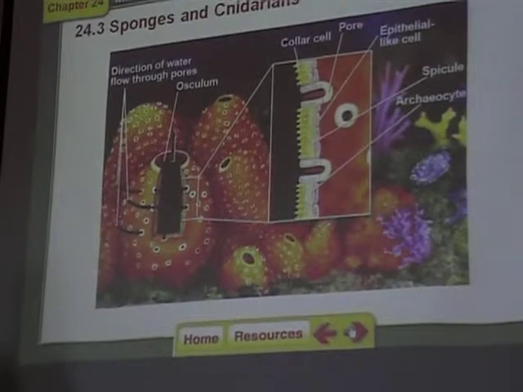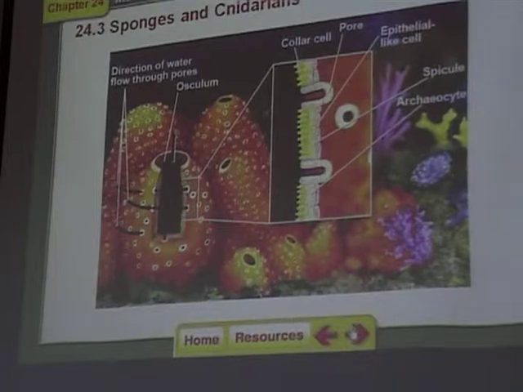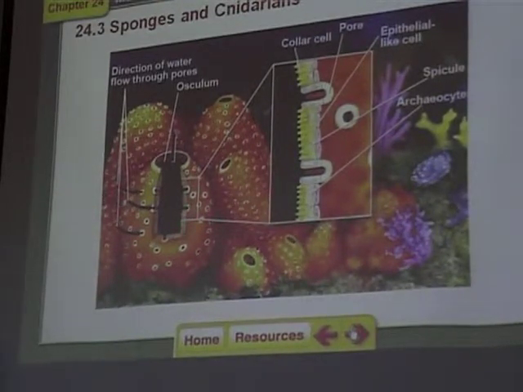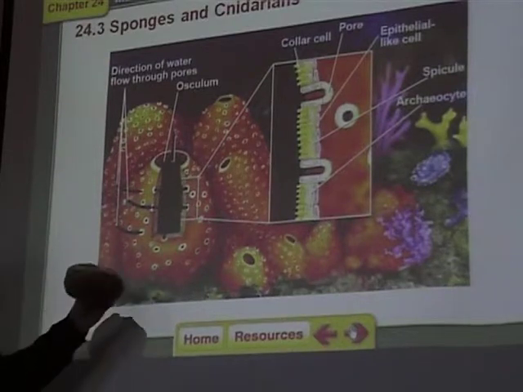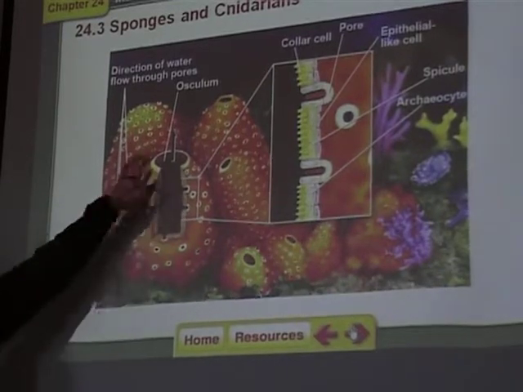And actually, sponges come in a lot of different shapes and sizes, and colors. I have a sponge right here that looks a lot different from this one that's on the board. I'll pass this around in just a second. But sponges come in all different shapes. This is called a tube sponge.